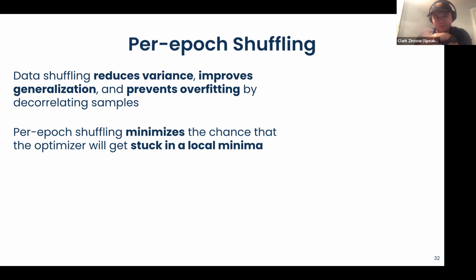Not just before training in general. This is every single epoch. At the end of an epoch, you reshuffle the data. What this does is minimize the chance that your optimizer is going to get stuck in one of those pesky local minima. Because even if you do a pre-training shuffle, you might get pretty unlucky, and you might have your trainer, or in particular your optimizer, seeing a bunch of bad batches.